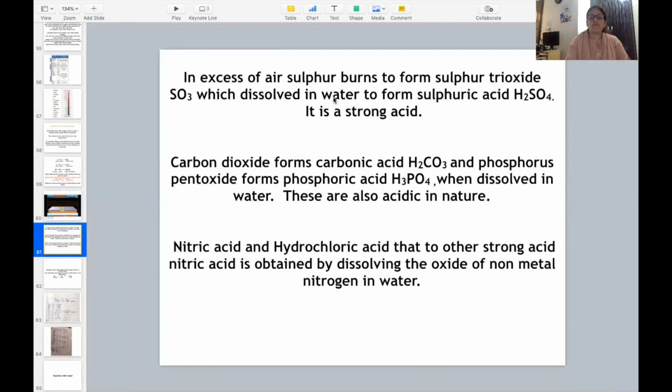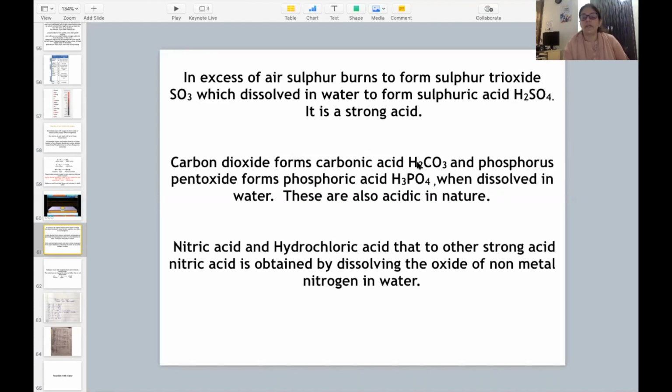In excess of air, sulfur burns to form sulfur trioxide. Now, if the oxygen is in excess, what will happen? Sulfur will burn into sulfur trioxide. And when this sulfur trioxide is dissolved in water, sulfuric acid will be formed. And sulfuric acid is a very strong acid. Similarly, carbon dioxide forms carbonic acid and phosphorus pentoxide forms phosphoric acid.